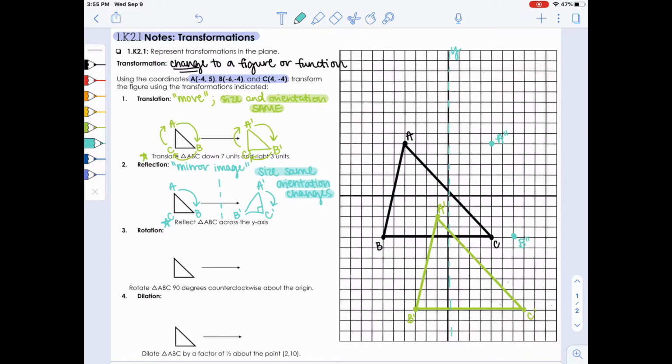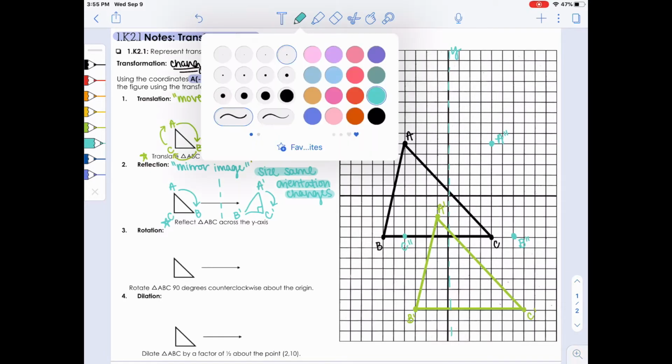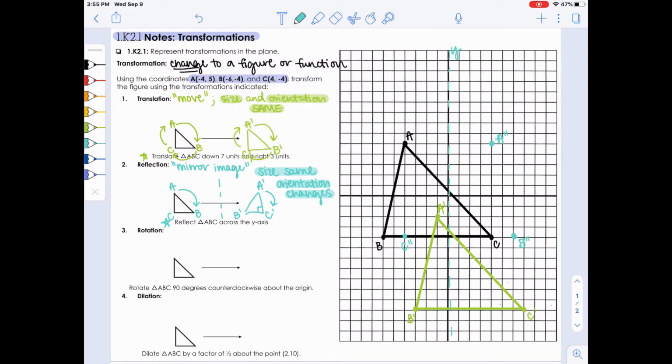That will be our B double prime. And then C is currently 4 units to the right, so the copy will be 4 units to the left on top of that line there, and that's okay. All right, let's connect our dots from A to B to C and back to A.